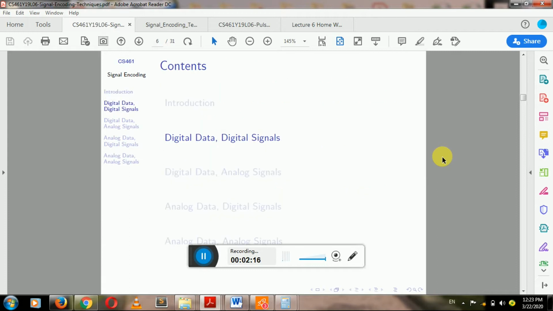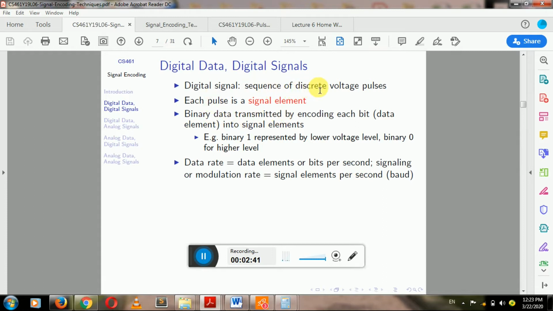So let's see the first part. That means we want to send digital data, that is zeros and ones, as digital signals. We said that a digital signal is a sequence of discrete voltage pulses, plus voltage and minus voltage, and each pulse is called a signal element. We have discussed this previously. The rate at which we can send bits is called the data rate, and the rate at which we can send signal elements is called the signaling rate or modulation rate, and it is measured in baud. Sometimes they are the same and sometimes they might be different.